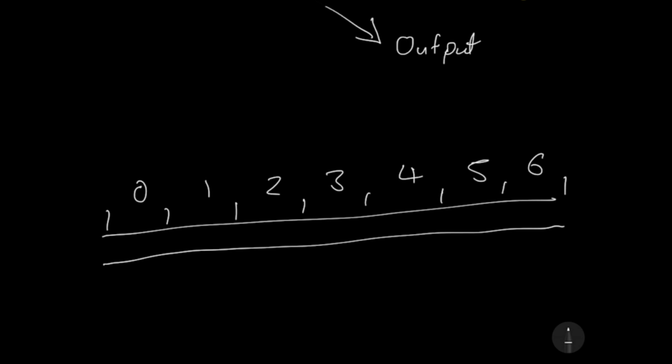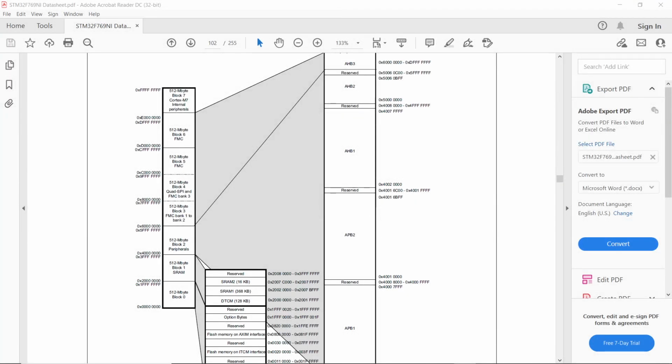So for example, if I switch to this one here, this is actually a display of the memory map for the STM32 Discovery board that we've been looking at in our other series. And this left-hand column here describes the particular address space for that device. So we can see down the bottom here, this second block from the bottom, where it says 512 megabyte block 1 SRAM.